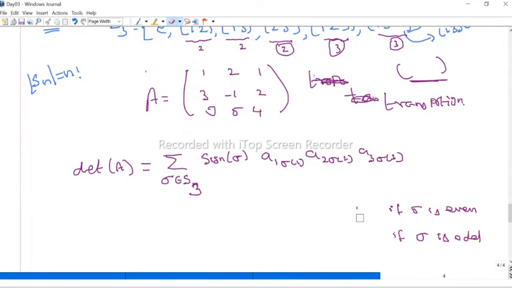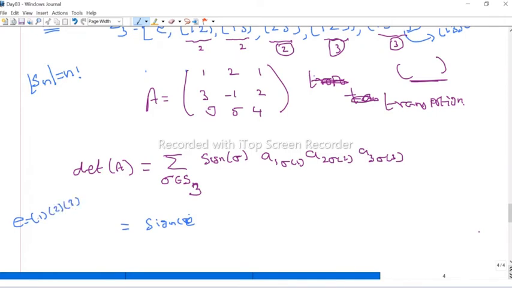Now we have to run the summation over each permutation. First you take the identity permutation, the sign of the identity permutation E. So what does E mean? The notation, bracket 1, bracket 2, bracket 3, means 1 maps to 1, 2 maps to 2, 3 maps to 3. Therefore E of 1 is 1.